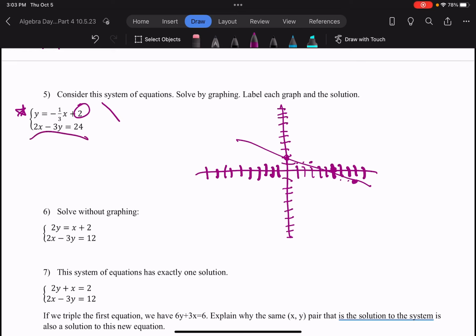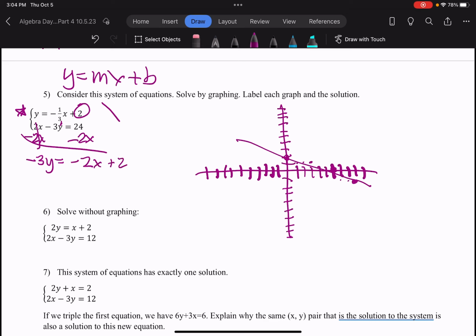Our second line, we have 2 ways we can do this. One, I can put this in slope-intercept form. So let's do that. I'm going to subtract 2x from both sides, because remember, slope-intercept form is y equals mx plus b, so I need to solve for y. I'll end up with negative 3y equals negative 2x plus 24. Then I divide both sides by negative 3, and I'll get y equals 2 over 3x minus 8, right? A negative by a negative becomes a positive by a negative is a negative. So now my y-intercept here is negative 8.